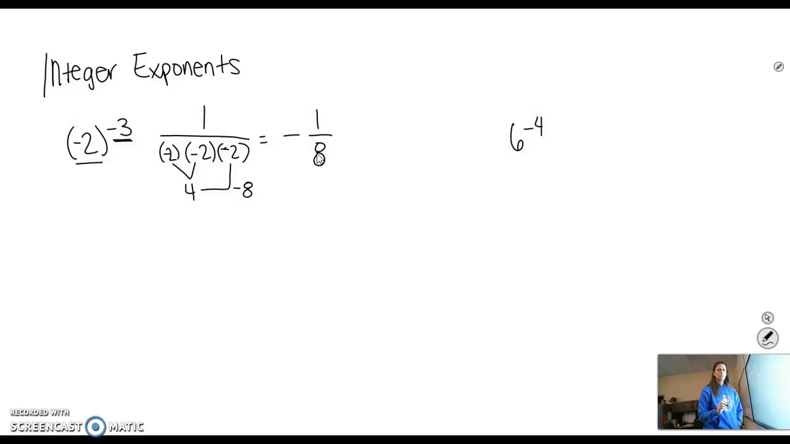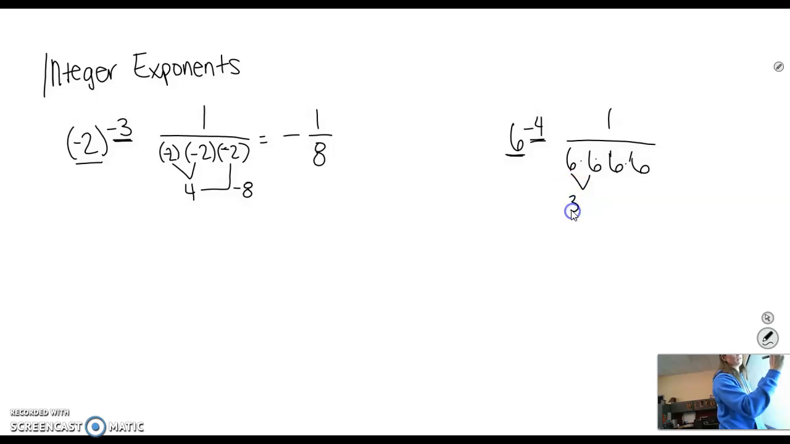Okay, so let's look at 6 to the negative 4. We have a base of 6 and an exponent of negative 4. So that's going to be 1 over 6, 2, 3, 4. Okay. So we have 1, 2, 3, 4. That's our exponent. 6 is our base. 6 times 6 is 36. Times 6, I have to do it to the side. Is 216.